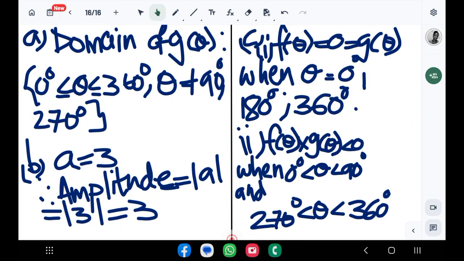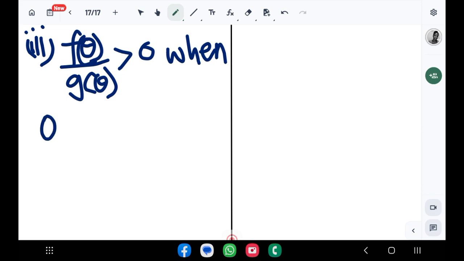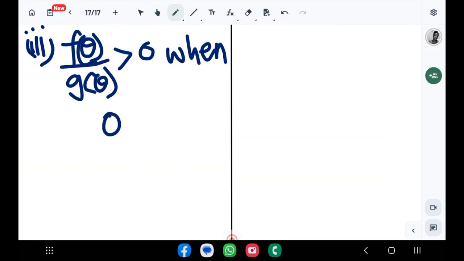All right, so that is number 3. f of theta divided by g of theta will be positive when theta is between, not including, 90 degrees and 270 degrees.